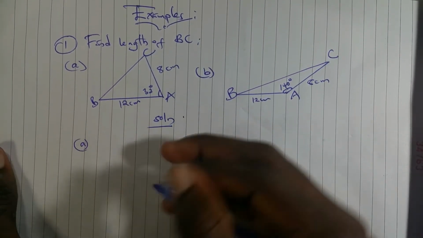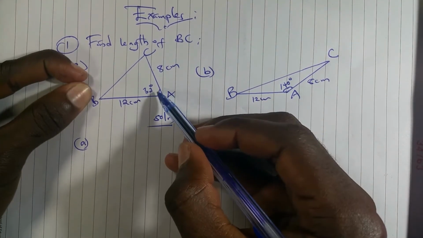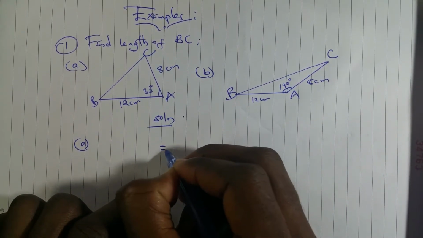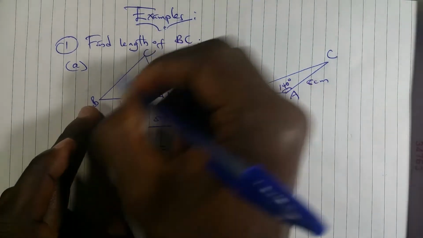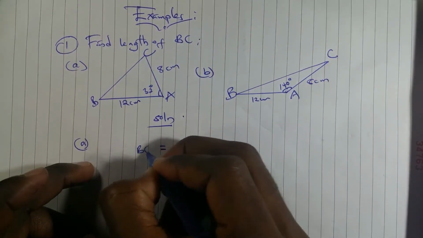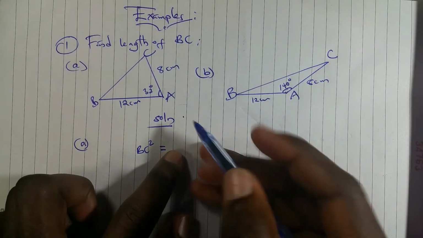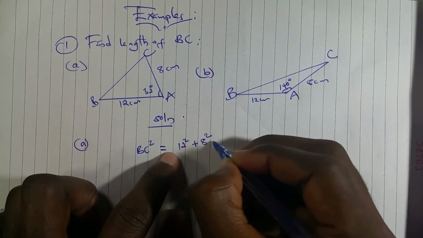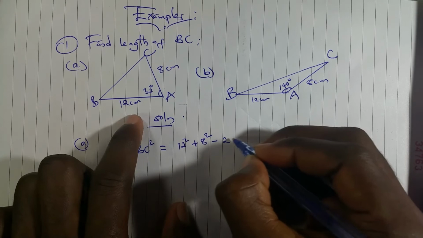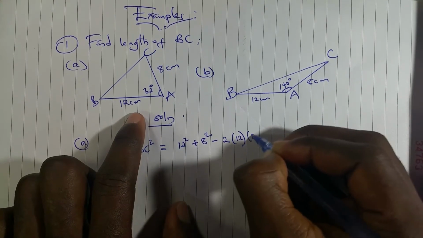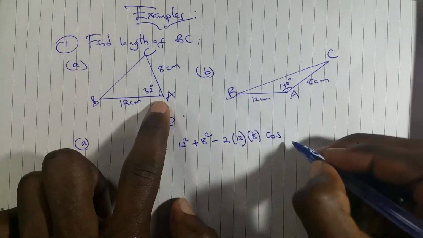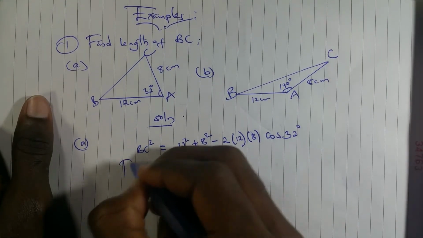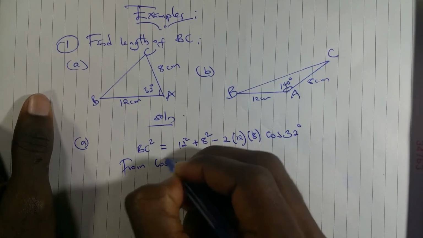Let's start with A. Now, observing that, realize that we have sides sharing. Remember, I told you the sides sharing are the ones on the other side of the equal sign. So the one which is not sharing the angle is going to be this side, and it's squared. The sides sharing will be the addition of the squares. That's 12 squared plus 8 squared minus 2 times their product, 12 times 8, then cos of the angle they are forming, 32 degrees. Okay, but you have to state it from the cosine rule.